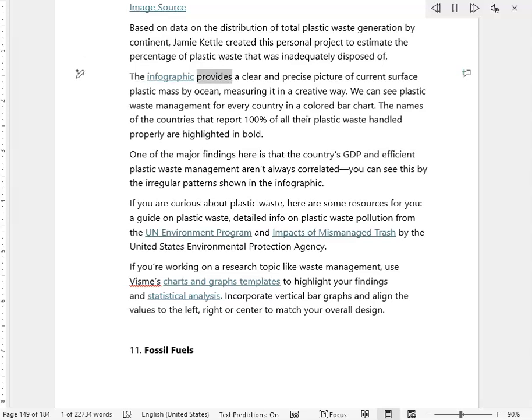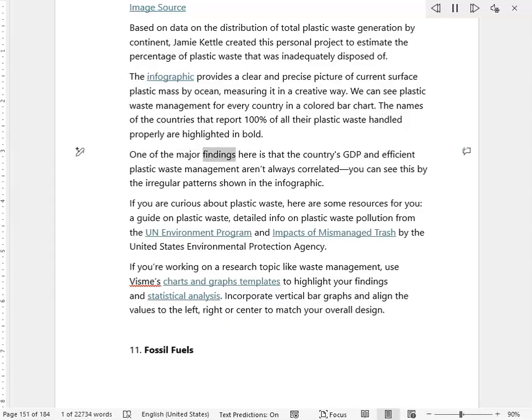The infographic provides a clear and precise picture of current surface plastic mass by ocean, measuring it in a creative way. We can see plastic waste management for every country in a colored bar chart. The names of the countries that report 100% of all their plastic waste handled properly are highlighted in bold.